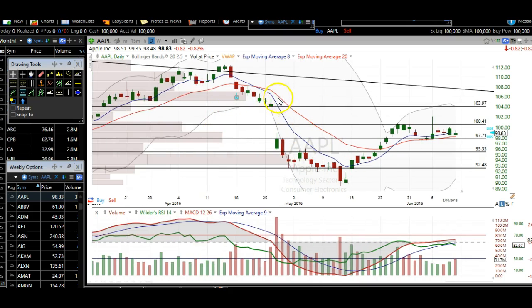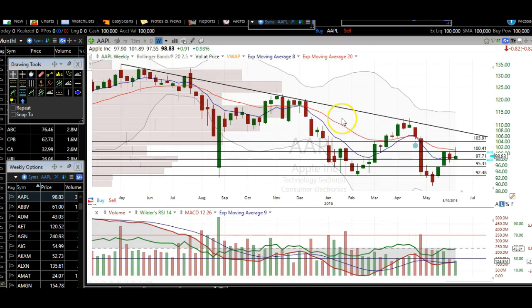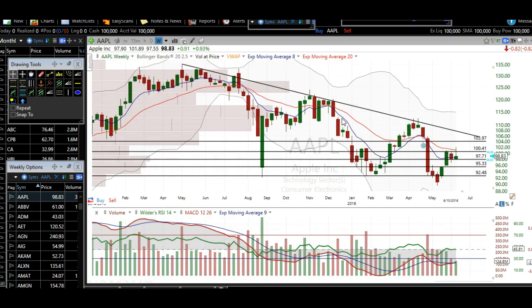Now, me personally, ever since we had a gap fill, disregard that, not a gap fill. Ever since we had this false breakdown on Apple, I've been bullish on Apple, and I do think that it's very possible that Apple fills this gap up here. Okay, the longer it takes though, the more I become less bullish on Apple.